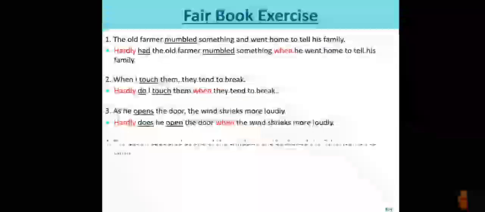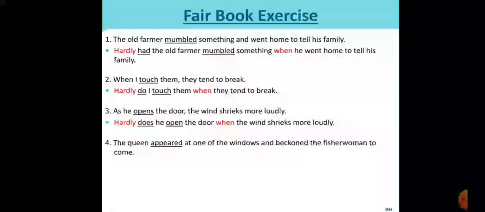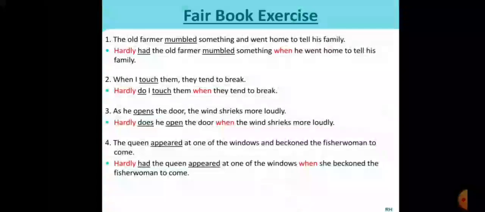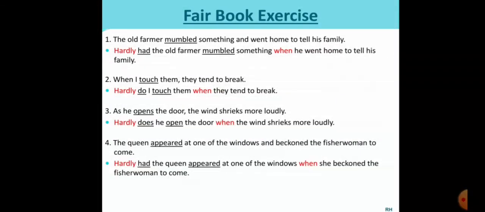Let's look at the next sentence. The queen appeared at one of the windows and beckoned the fisherwomen to come. Now appeared is in the past tense. So what will we do here? Appeared is in the past tense, so we will have the word had. So hardly had the queen appeared. Appeared will remain appeared because we are using the V3 form. Hardly had the queen appeared at one of the windows when.